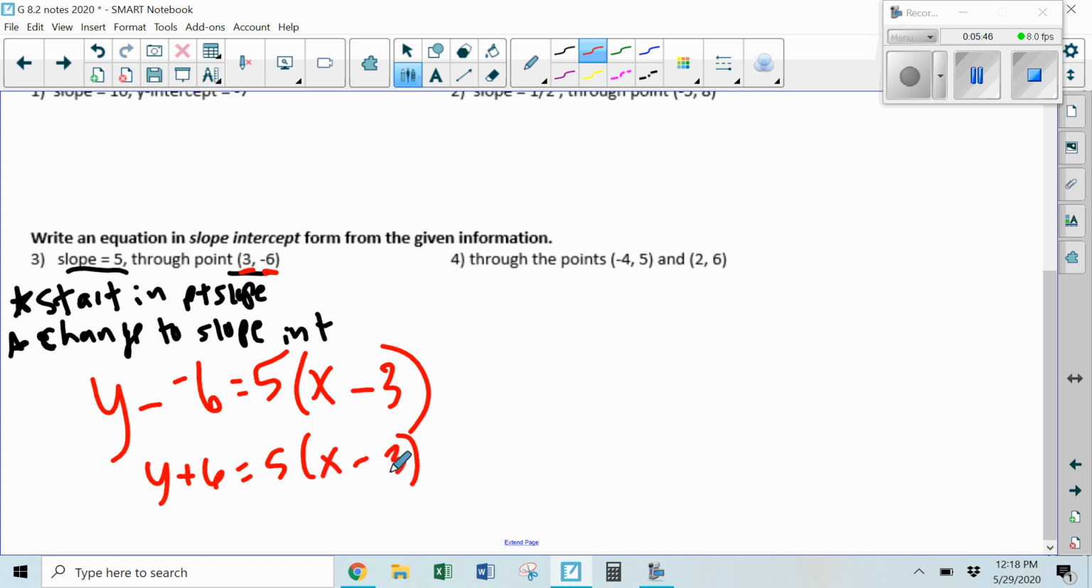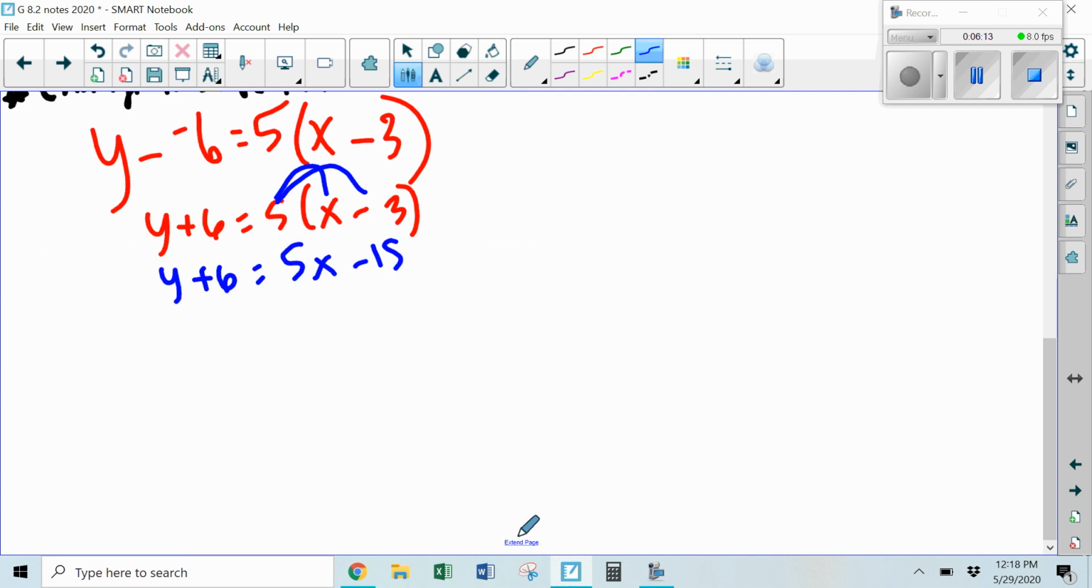Now I have done step one. I have put it in point slope because that's the information I was given. Now I'm going to take what I have in step one and change it to slope intercept. In other words, I'm going to get y by itself. So how will I get y by itself? I'm going to start by distributing the 5. And y is almost by itself. I just need to subtract 6.